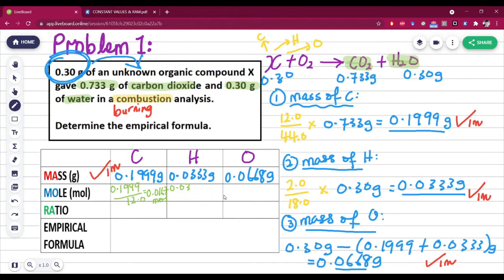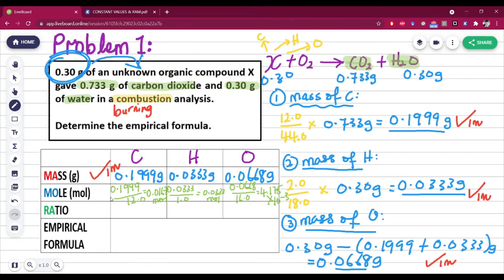Okay, so you have 0.0333 divided by the molar mass of hydrogen, 1.0, you get 0.0333 mole, and in this case 0.0668 divided by 16, the molar mass of oxygen, then you'll get 4.175 times 10 to the power of -3. So the smallest number is the oxygen.